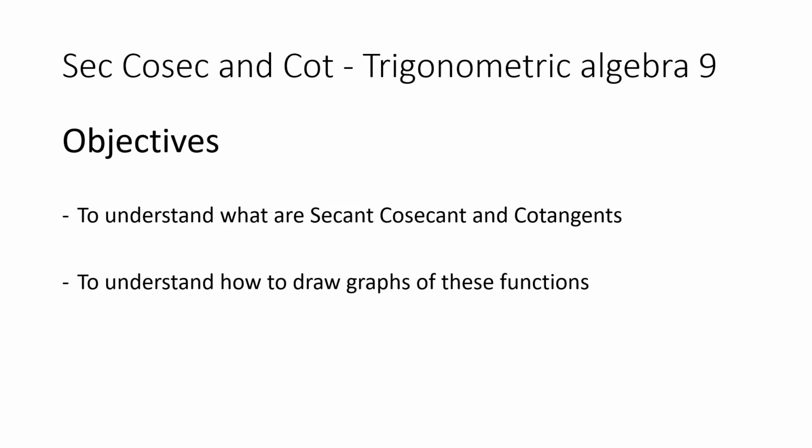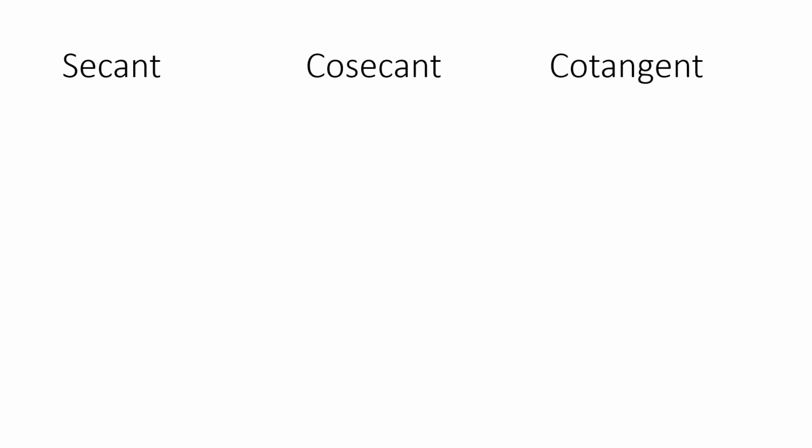Alright, so you've heard of sine, cosine, and tangent. Now get ready for secant, cosecant, and cotangent. Let me tell you what I mean. So, a secant is simply 1 over cos x. Okay? This is called sec x. Alright? And that is the secant.